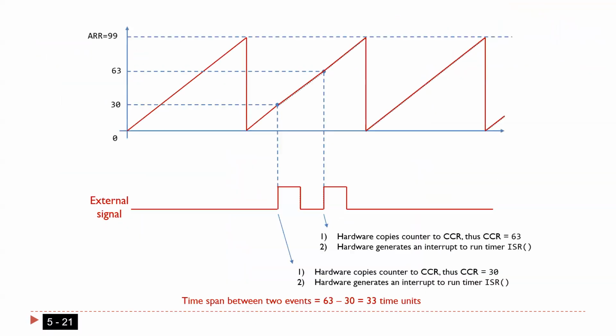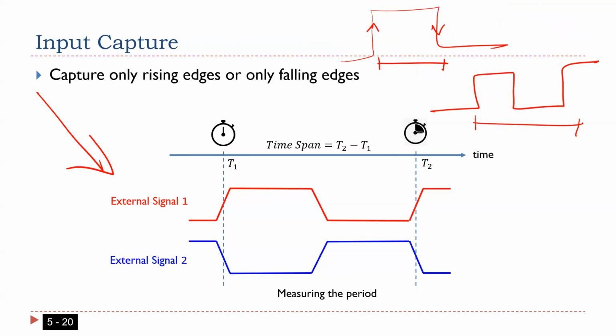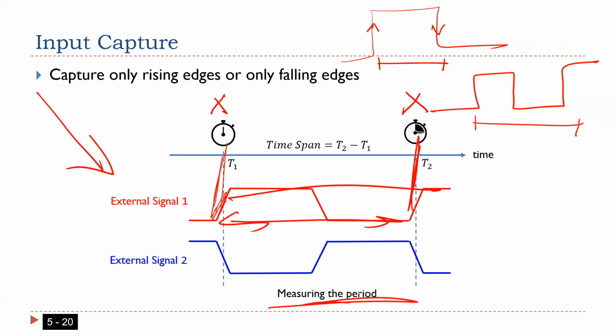So here, what I'm saying, guys, is that if I capture only rising, what's going to happen? I'm going to get the time here, and I'm going to get the time here. Once you know what the count was here and what the count was here, you can do the calculation to see how many counts the counter counted from here to here. Same thing here if you capture falling.